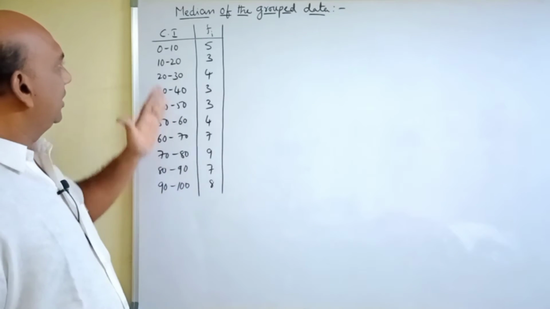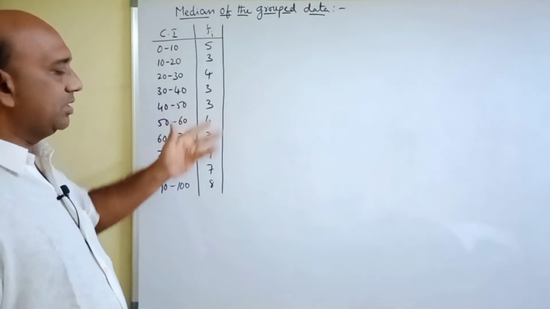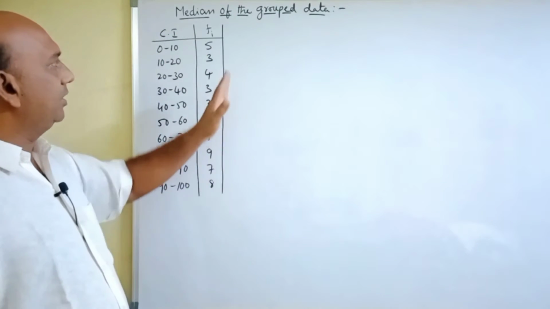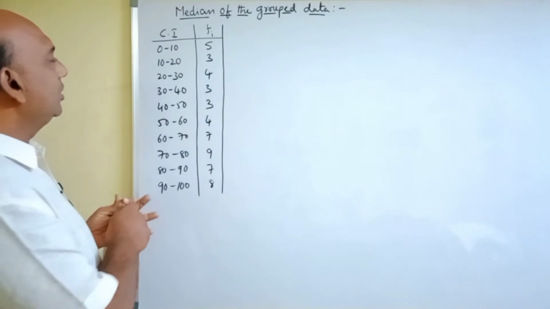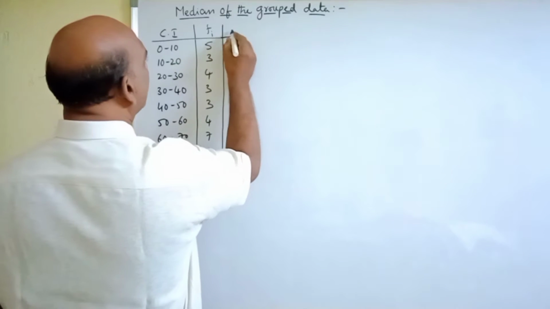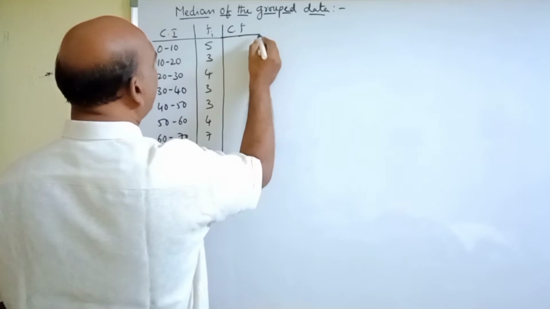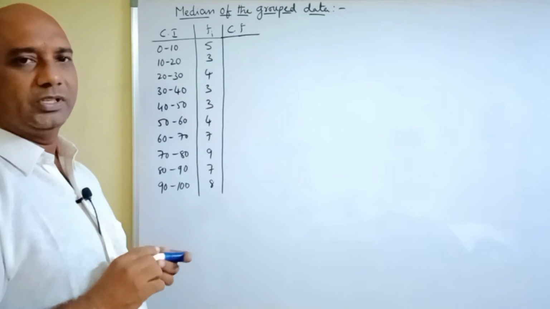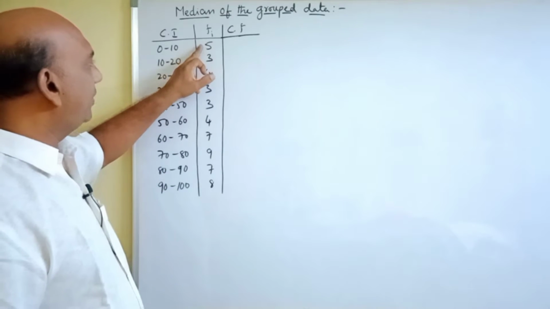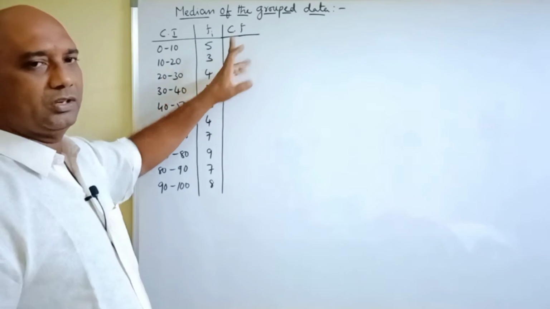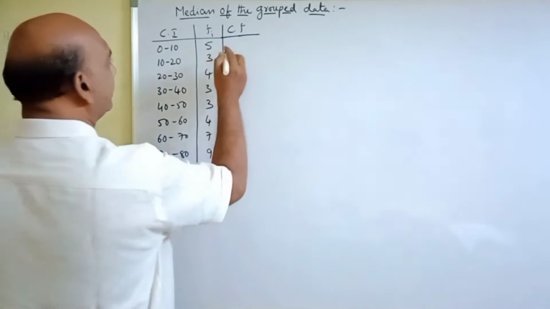For this, class intervals and frequencies are given. We have to find one more column to find the median, that is cumulative frequencies. Cumulative frequencies are denoted by CF. Cumulative means first of all write the first frequency in this column, that is 5.